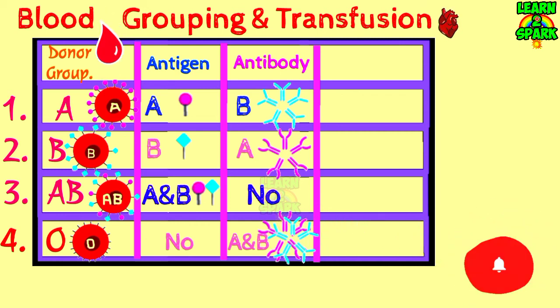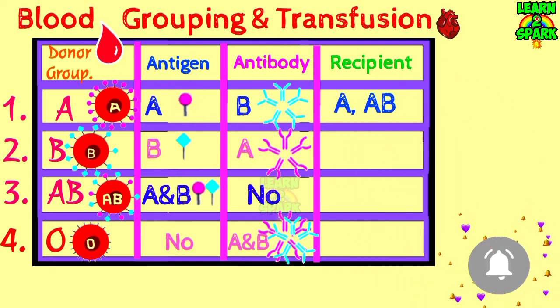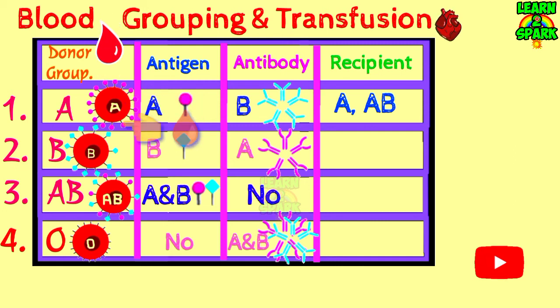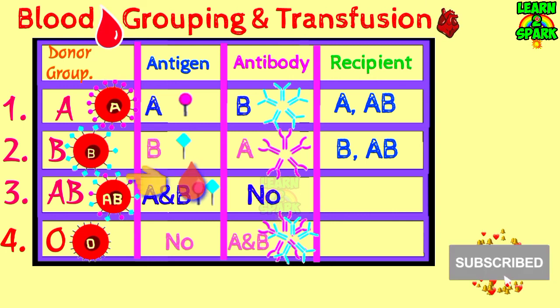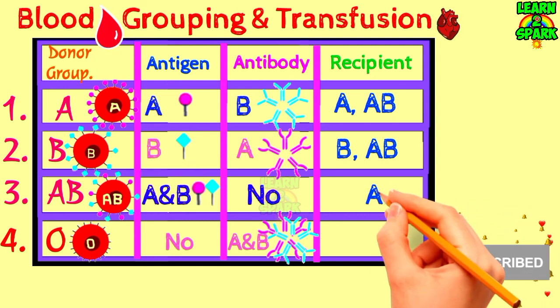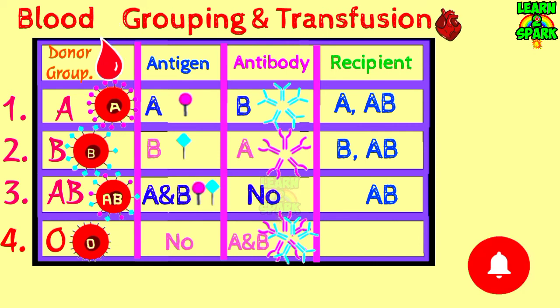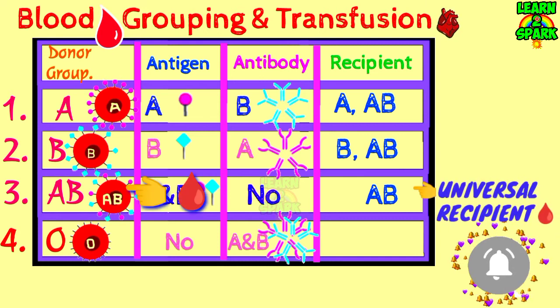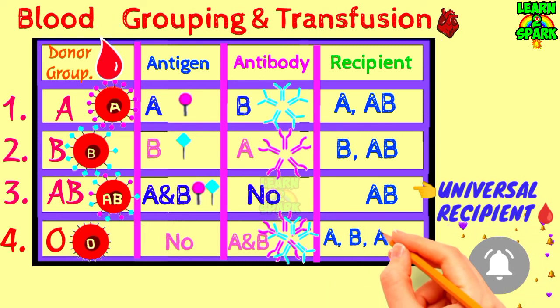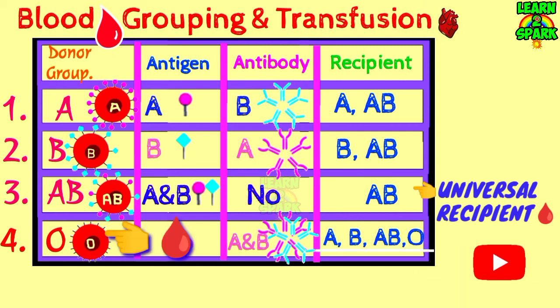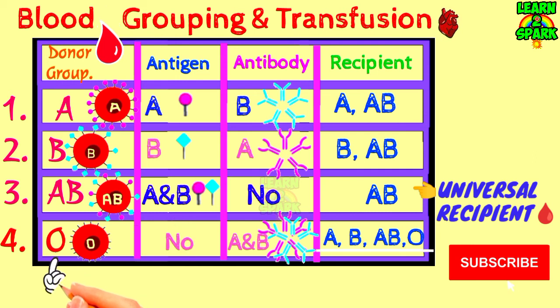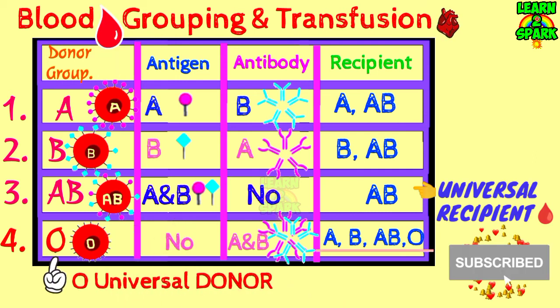Now, let's talk about the recipients of each blood group. Blood groups A and AB can receive blood from group A. Blood groups B and AB can receive blood from group B. Blood group AB can be the donor for its own group only, but it can receive blood from all the groups, so it is called the universal recipient. Lastly, blood group O has no antigen, so it can donate blood to all the groups A, B, AB and O, so it is called the universal donor.